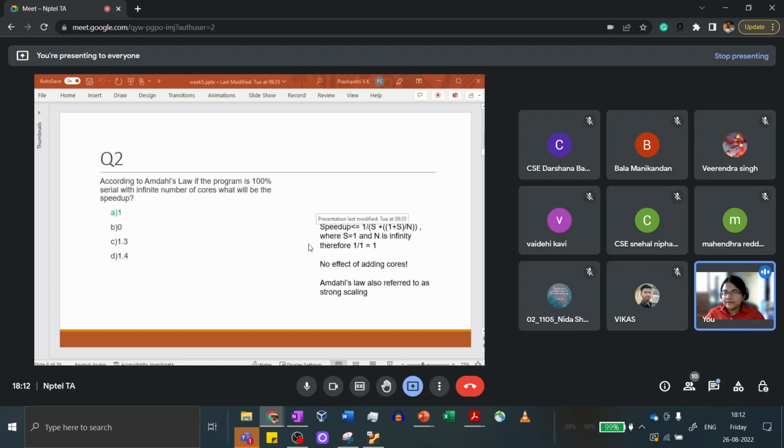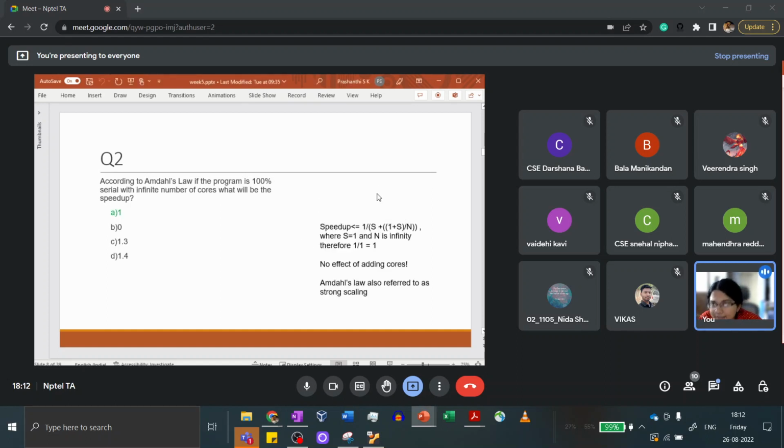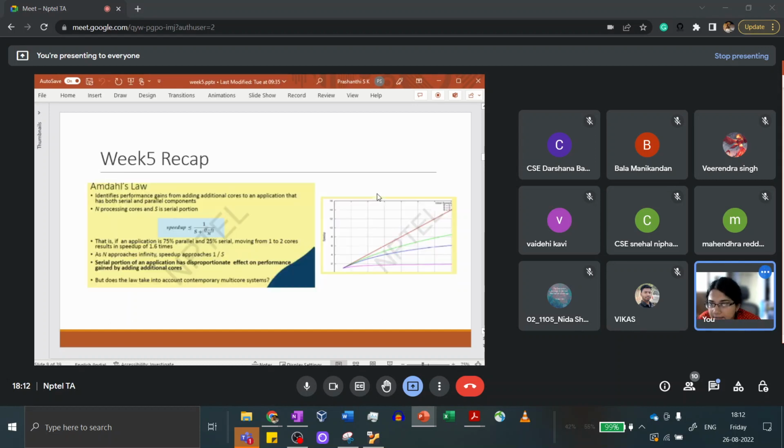So the answer is 1. So let's look at how this is, right? So first, let's go back to what is Amdahl's law and then look at this problem. So Amdahl's law is telling you what is the performance boost that you get from adding additional cores to solve a problem, right? And typically every application has both serial and parallel components.